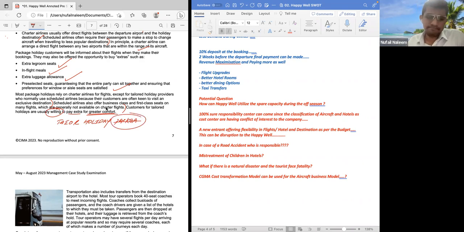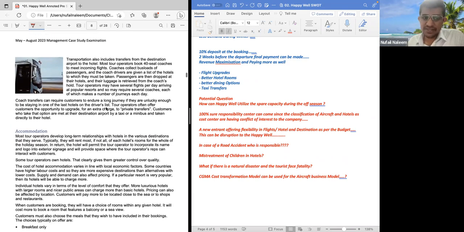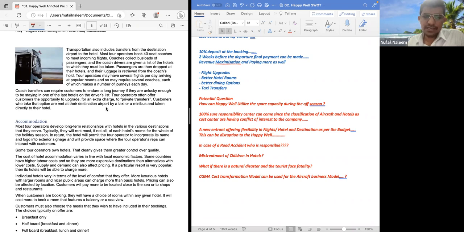To get that clearly. Okay, now coming to transportation, students. Transportation also includes transfer from the destination airport to the hotel. Most tour operators use 40-seat coaches. So get that point very well, students. That is important. Coaches collect loads of passengers, and coach drivers are given a list of hotels to which they must be taken. Passengers are then dropped at their hotel, and their luggage is retrieved from the coach hold.